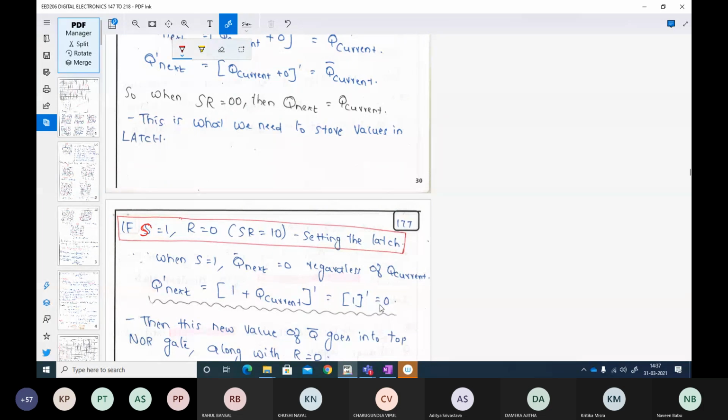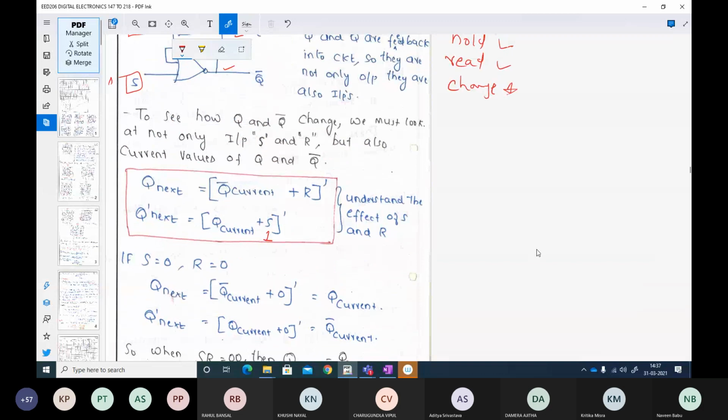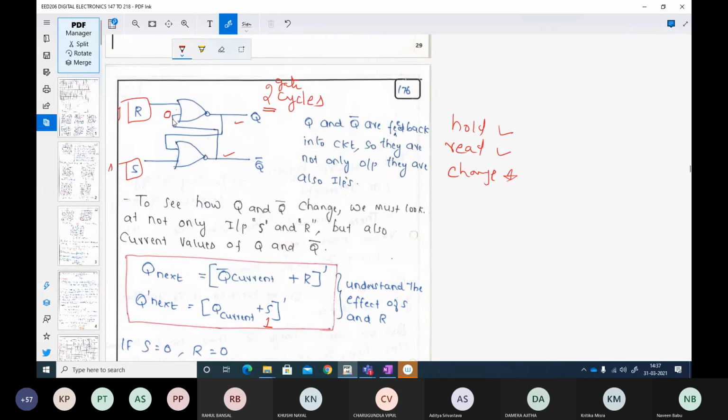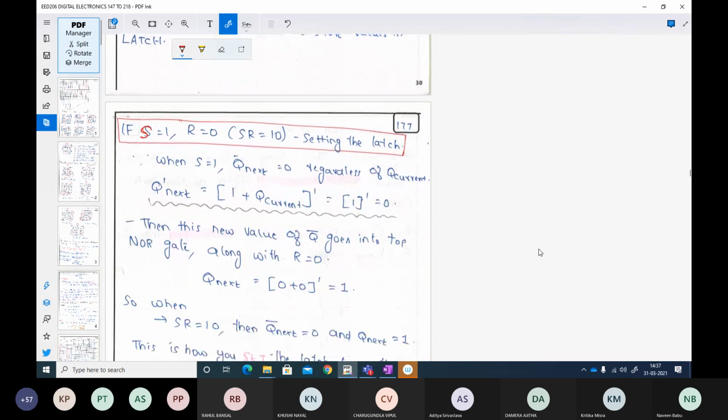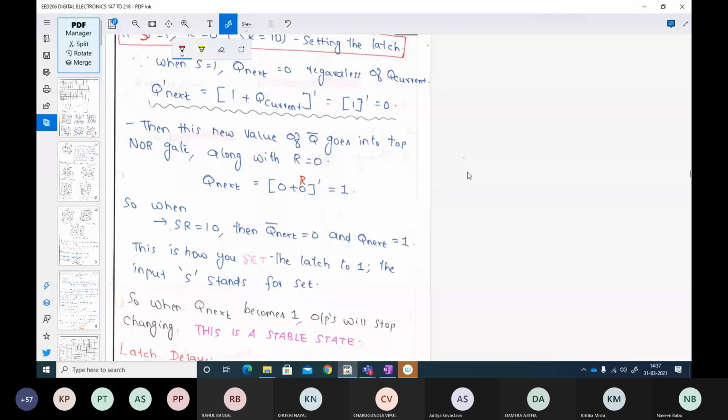And if this 0 goes as an input here, what will be your output? Your output now will become 0. Your Q bar will be 0, and your reset is already 0 here. So 0 plus 0 and the whole bar will be 1. So to conclude, when S and R are 1 and 0, your Q bar will become 0 and Q will become 1. I'm also creating a truth table in parallel.